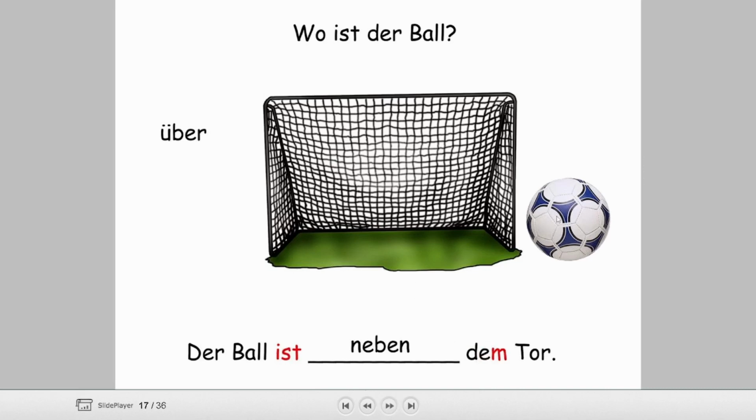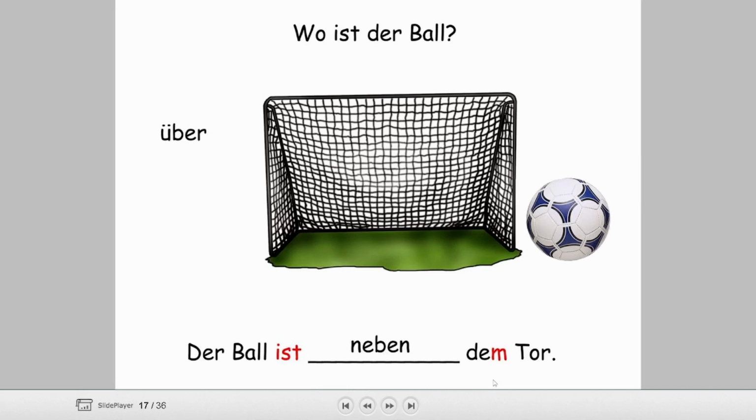Here the ball is simply lying, there is no movement. Say for example the ball is lying down next to this, then you will use dative. The ball is neben dem Tor. You already saw das Tor, in accusative it will become das Tor. So the ball is neben dem Tor. Your preposition remains the same, neben, next to.